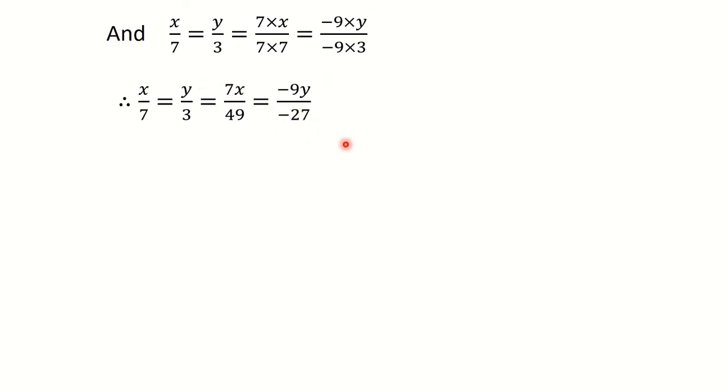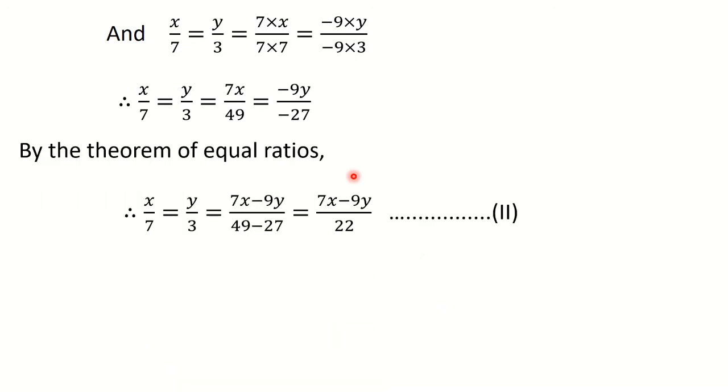So by which theorem can we do this? By the theorem on equal ratios. So again write down the statement: by the theorem of equal ratios or on equal ratios, any word you can use. So the first two ratios, which are the original ones, we are keeping as they are, and here we are adding these two ratios. So 7x minus 9y upon 49 minus 27.